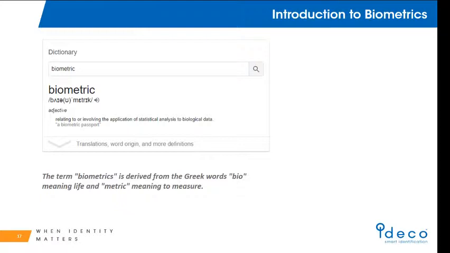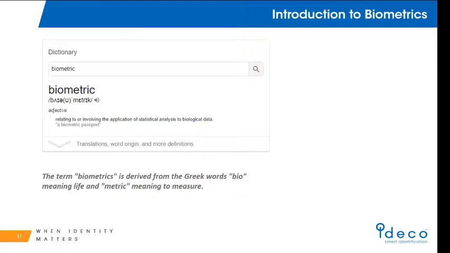Typically, when I meet you in the street, if I know you, I might recognize your face, or the way you walk, or the way you talk, or the way you behave. All of those are biometrics. So it's involving the application of statistical analysis to biological data. I'm recognizing you by the way you look or behave.